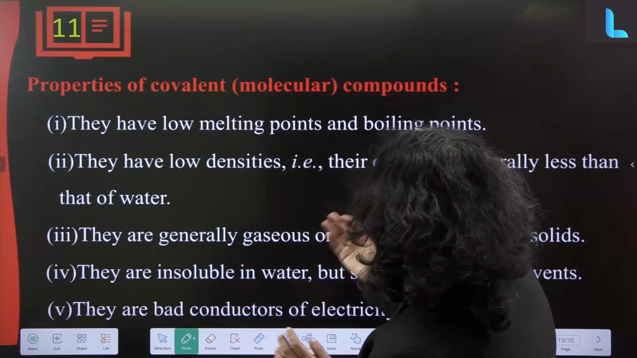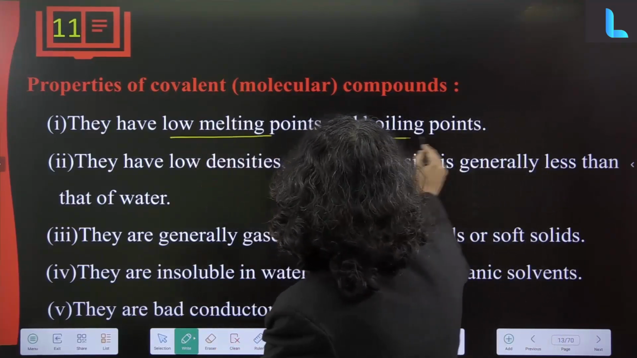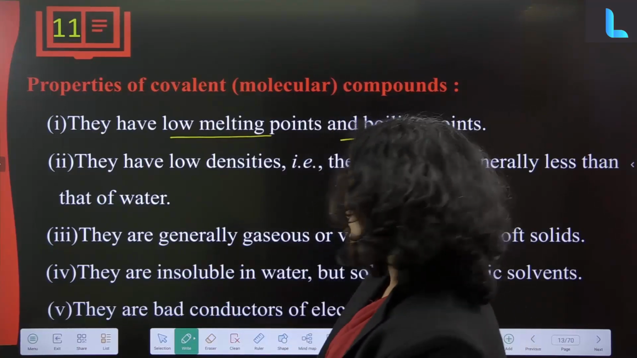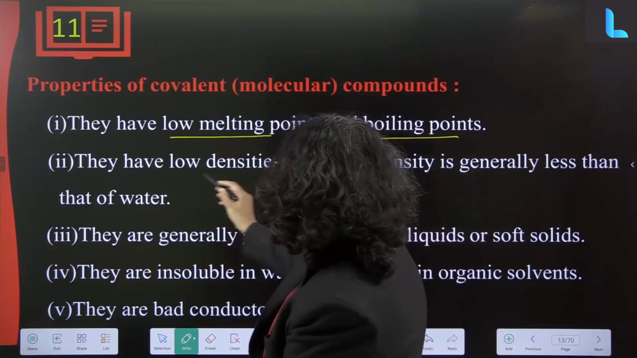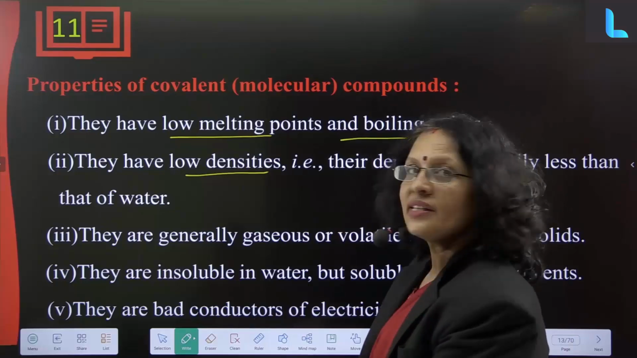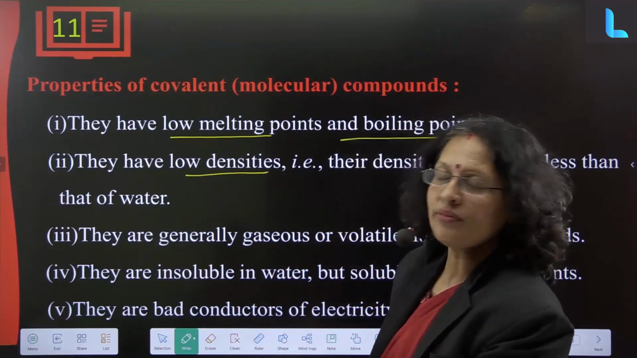Okay. Then properties of covalent compounds: they have low melting points and low boiling points. Why low melting and boiling points? The bond is comparatively weaker than the ionic bond. They have low densities. Okay, density is mass per unit volume. Their density is generally less than water. They are generally gases, volatile liquids or soft solids.